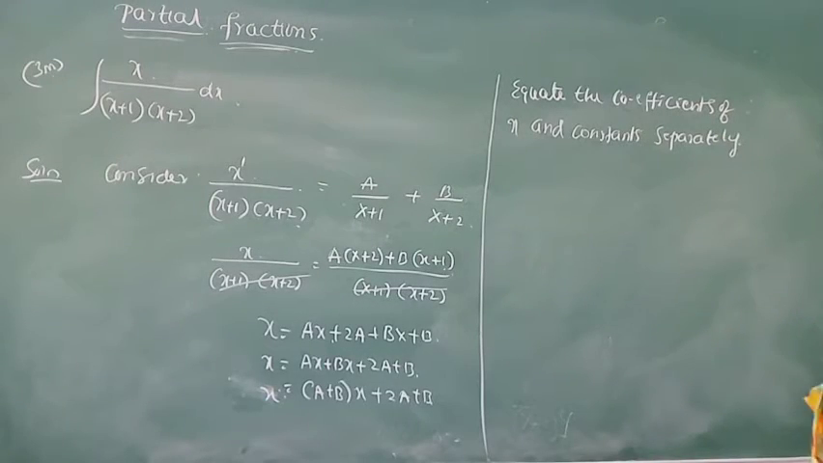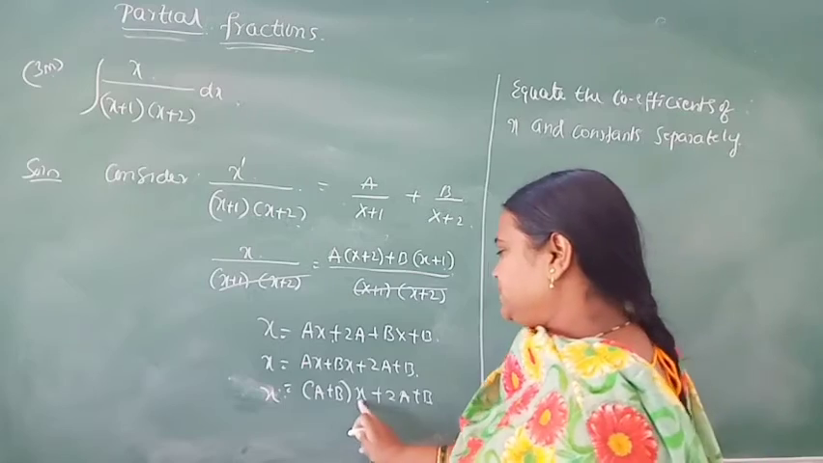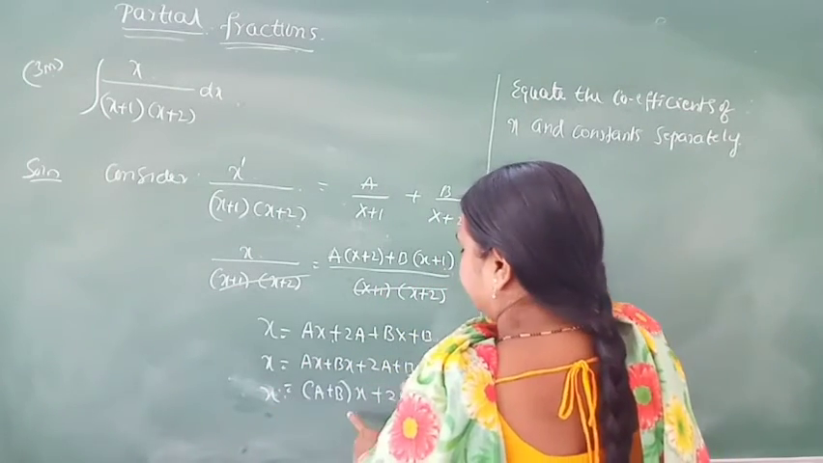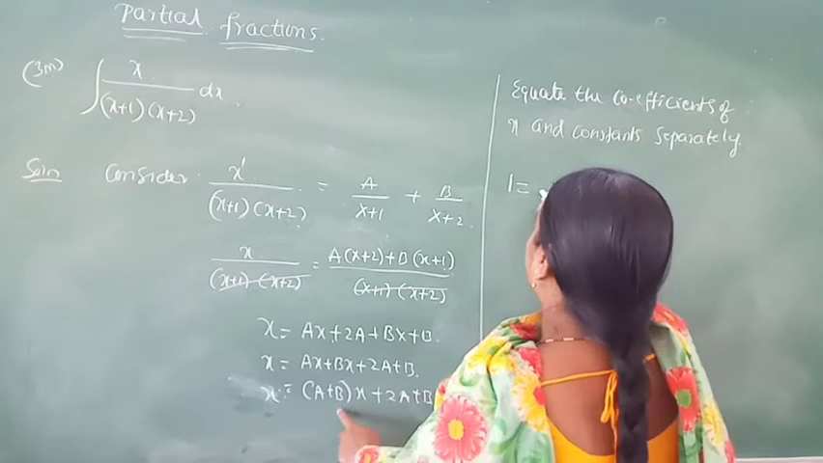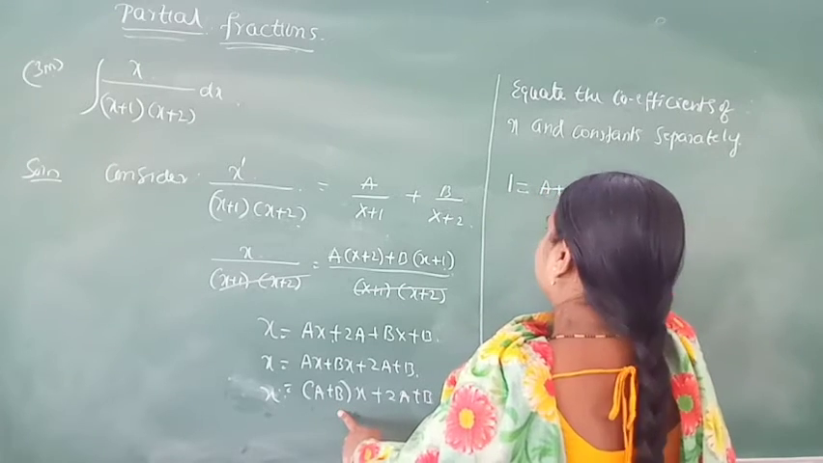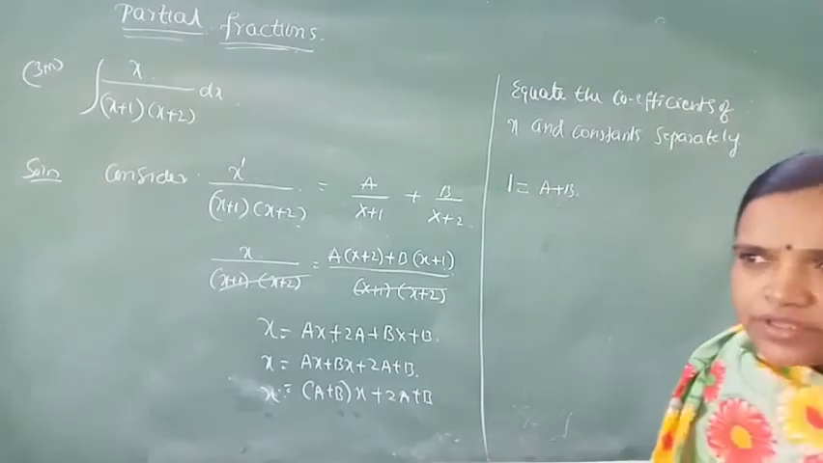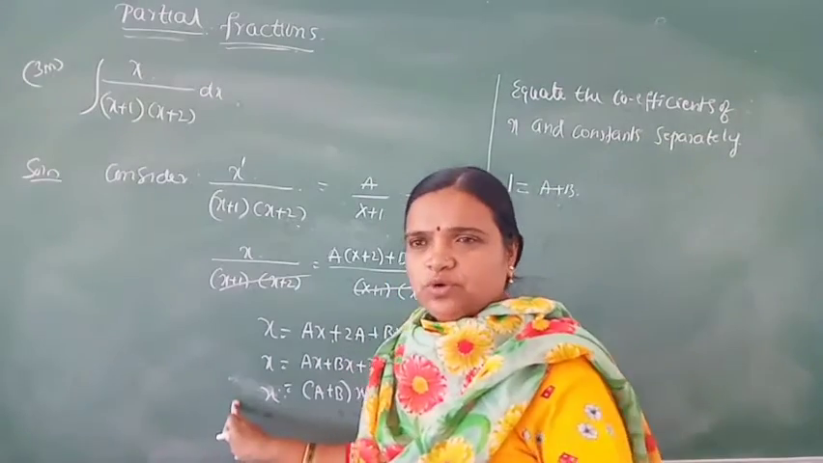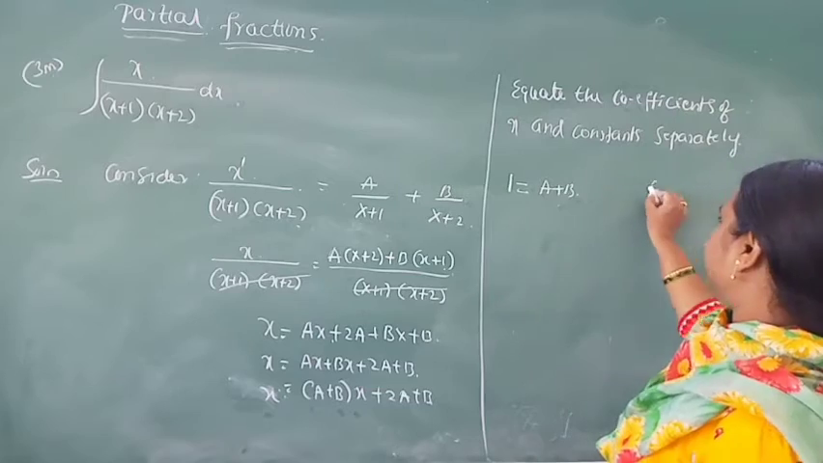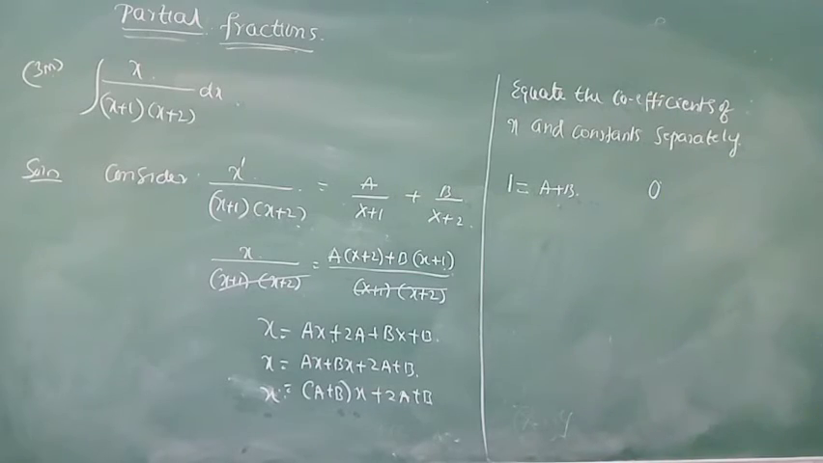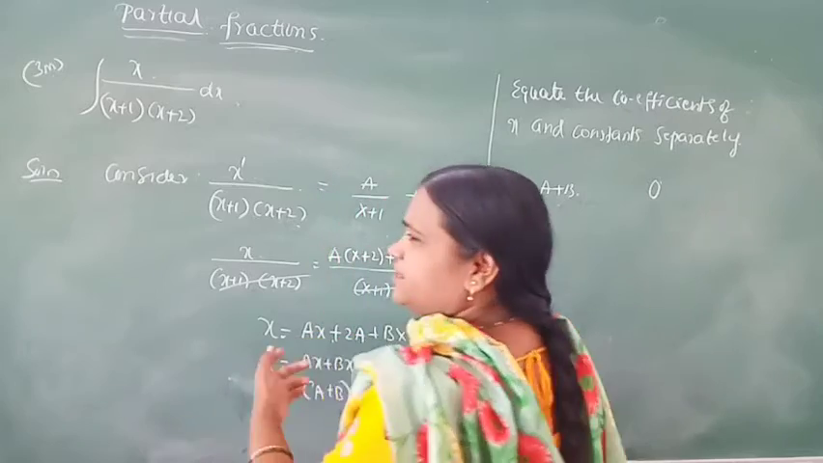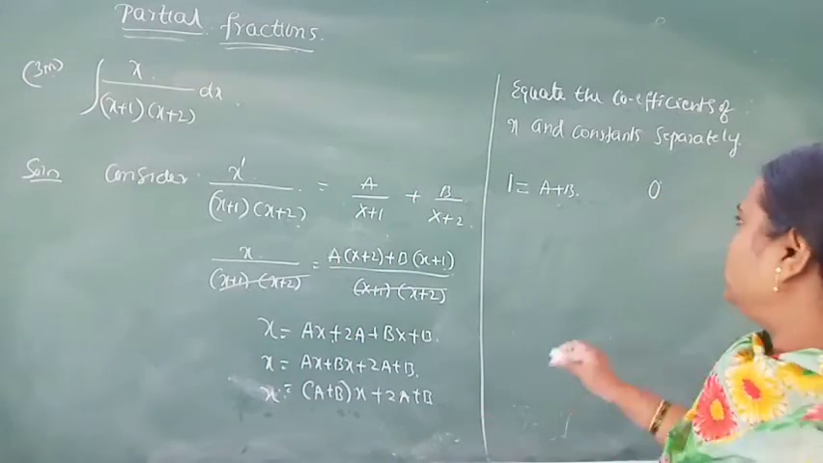Just concentrate here. Coefficient of x: on the left hand side the coefficient, and on the right hand side the coefficient of x is what here? a plus b. Correct. Means a plus b is 1. Next, on the left hand side, is there any constant here? No. If it is not there, you have to take it as 0. Please remember that if a constant exists, you write it; if a constant is not there, you have to write 0. So 0 equals 2a plus b.